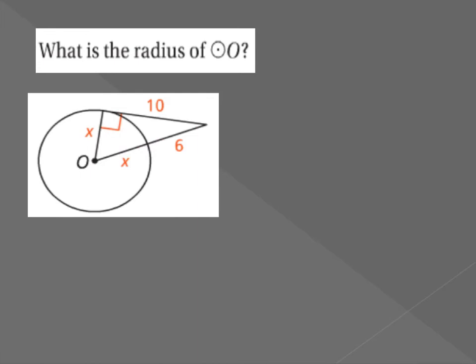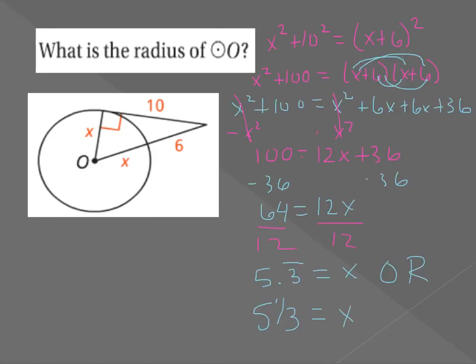Same type of problem, but I want you to try it by yourself. So go through the same process that we just did in the previous problem. You should have gotten 5.3 repeating, or 5 1/3 is equal to x.